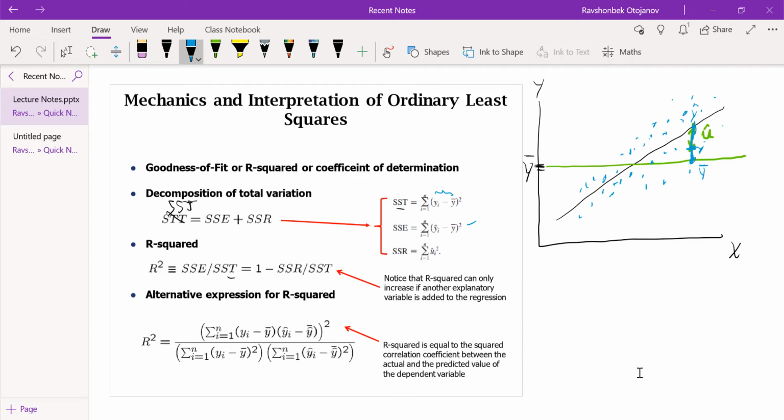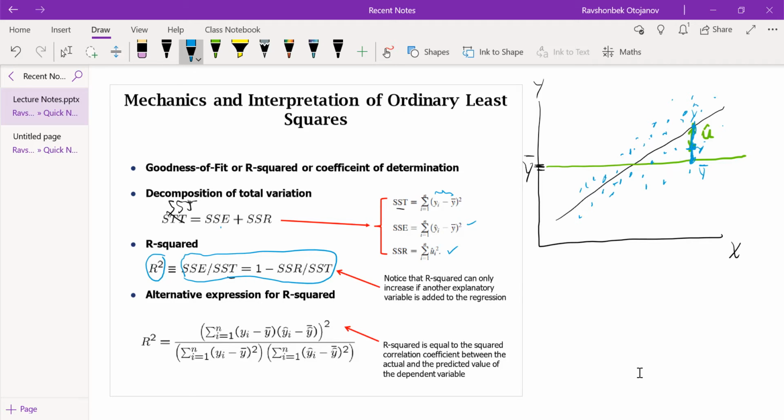Then the distance here between the fitted point and the actual point, u hat, well, that's the residual. So the residual sum of squares is this value here: u hat squared and summed. Now this should make sense. This is what R squared measures. Total sum of squares is basically explained sum of squares plus sum of squared residuals. If we do a bit of manipulation, it gives us this R squared formula.